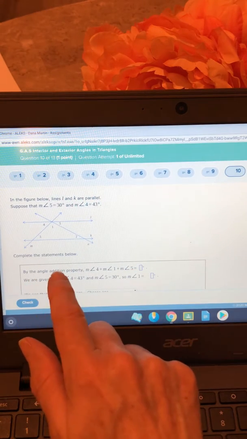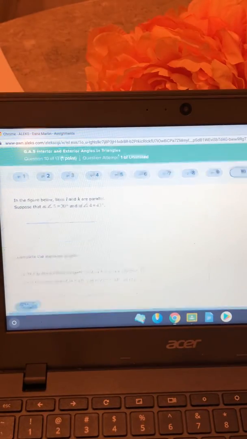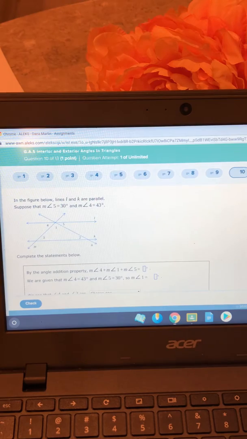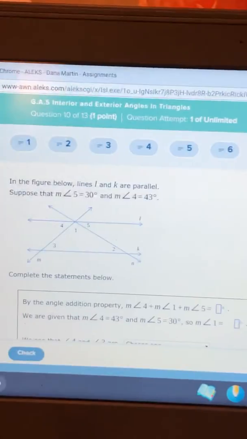By the angle addition property, I guess I could zoom in a little bit. Nope, not there. I don't want to do it on the Chromebook. Hold on. I want to do it on here.